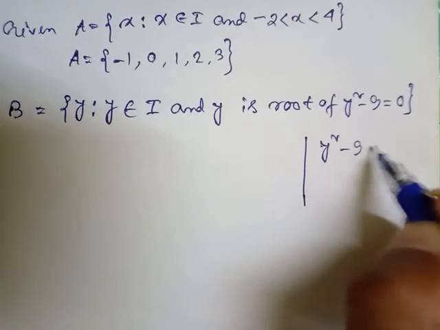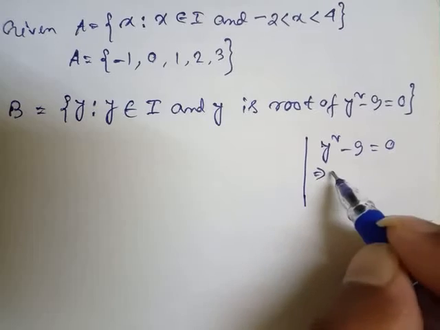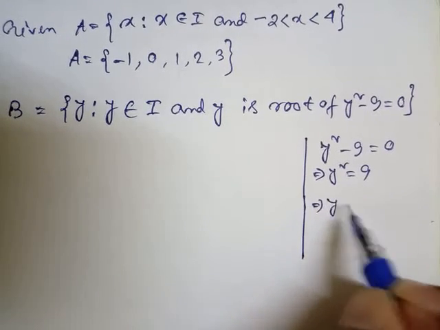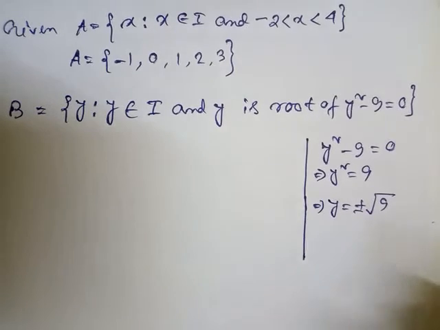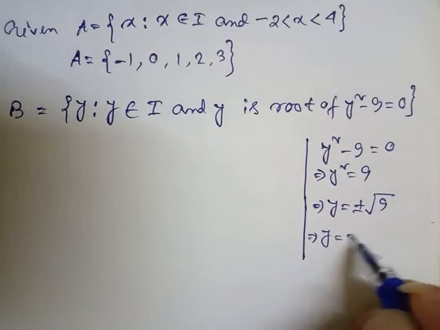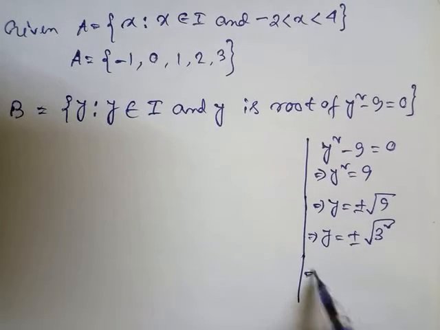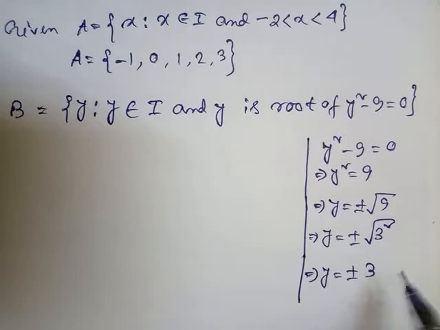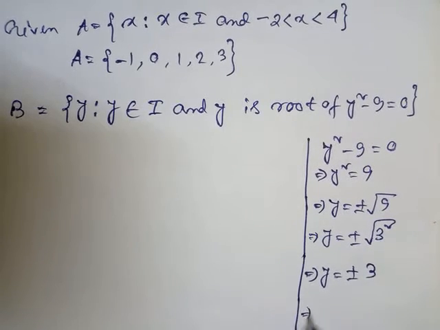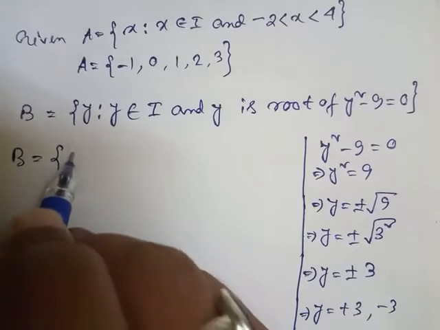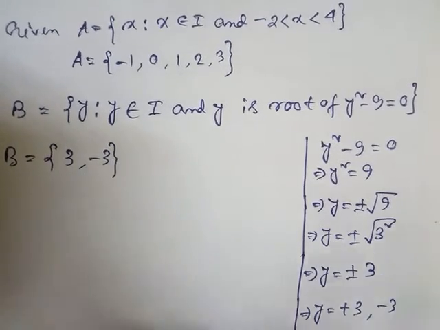Y square minus 9 equals 0. Then y square is equal to 9. Then y equal to plus minus root over 9. So y equal to plus minus root over 9, which means 3 square. Now square root cancels. So y equal to plus minus 3, which means the value of y equal to plus 3 and minus 3. This is the value of y. Now in place of B, I can write here 3 and minus 3. This is the value of B.